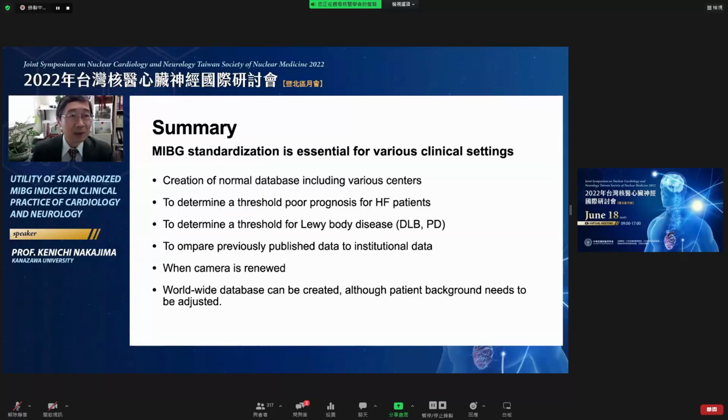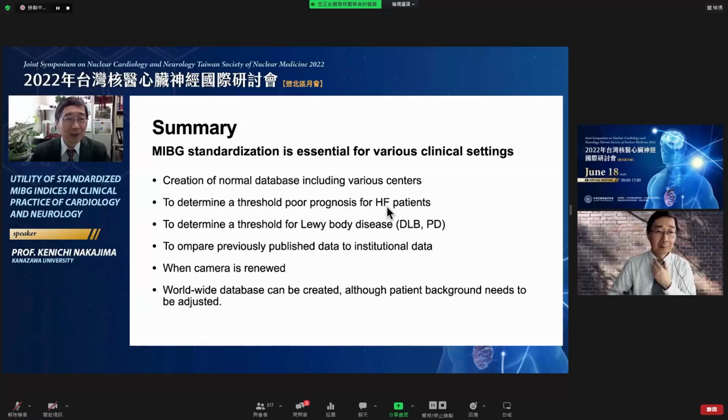So, in summary, MIBG standardization is essential for various clinical settings, and we have used it very conveniently. Creation of a normal database, including various centers, is very convenient for clinical practice. It can also be used to determine the threshold for poor prognosis for heart failure patients, and to determine the threshold for Lewy body disease, like dementia with Lewy bodies and Parkinson's disease, and to compare previously published data to institutional data. And finally, when a camera is renewed, we can use all the data.